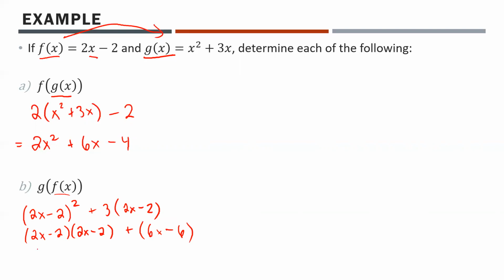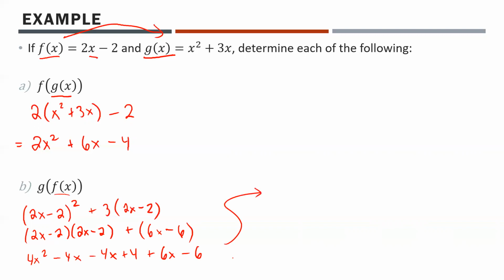Now I'll multiply these ones through. 2x times 2x is 4x squared. 2x times minus 2 is minus 4x. Minus 2 times 2x is another minus 4x. And then minus 2 times minus 2 is plus 4. And now I can break down the brackets here, because again, it's just an addition, so it's not going to do anything fancy here. It's just going to be plus 6x minus 6.